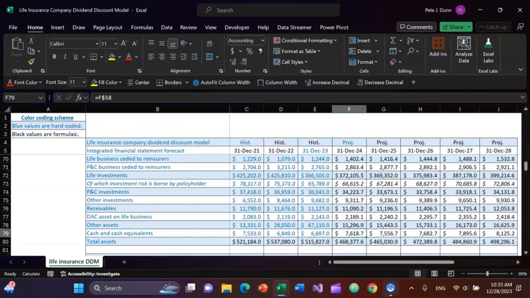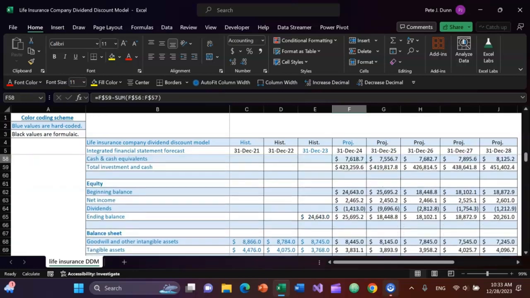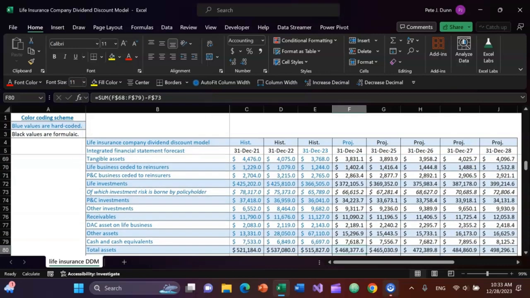Cash and cash equivalents. Once again, that was part of the cash and total investment schedule. Control F bracket to reference that. That's just your total investments in cash minus total investments. That's what that's referencing. F5 enter. And then total assets is the sum of 68 through 79, which we've been looking at, minus the part that's borne by the policyholder, which is row 73.